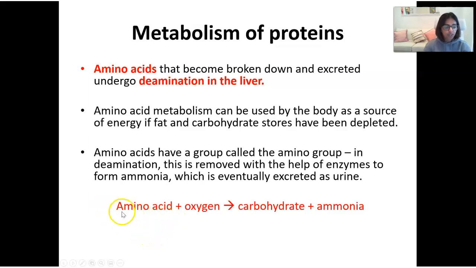So this word equation that you should know is the first step in that deamination process, which occurs in the liver. Our excess amino acid that we cannot store reacts with oxygen, and it's converted into a form of carbohydrate which the body uses for energy. So this is how proteins are used as an energy source, as a last resort. They have to undergo this deamination process, so we end up with a carbohydrate and a toxic compound called ammonia.